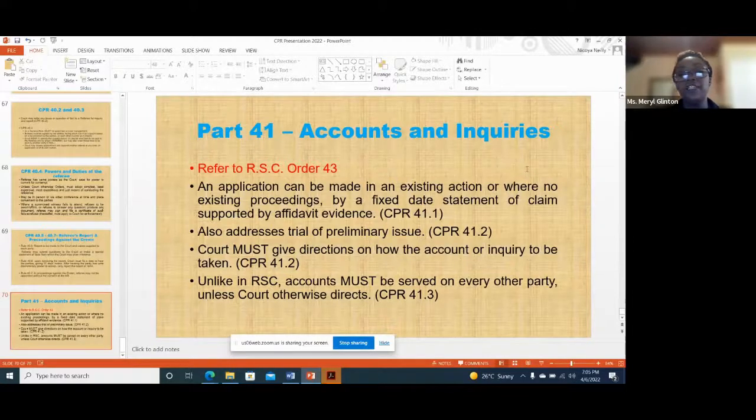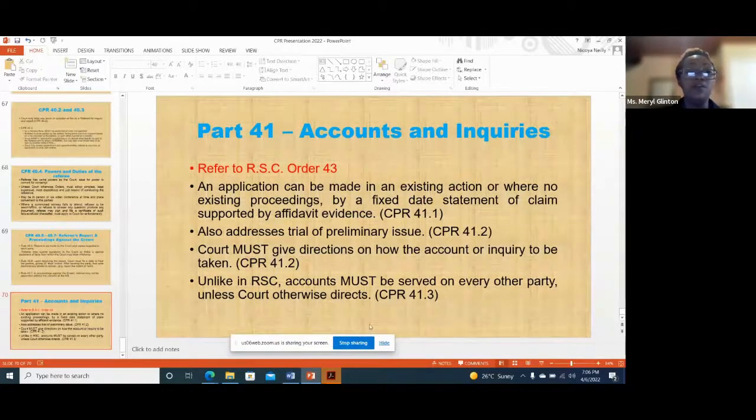And I think an earlier session should have dealt with fixed date statements of claim. This section also addresses trial of preliminary issues, and the court must give directions on how the account or inquiry is to be taken. Unlike in the RSC, the accounts must be served on every other party unless the court otherwise directs. So that's just something to take account of if you are the person or representing a party who is ordered to give account or to be party to an inquiry.